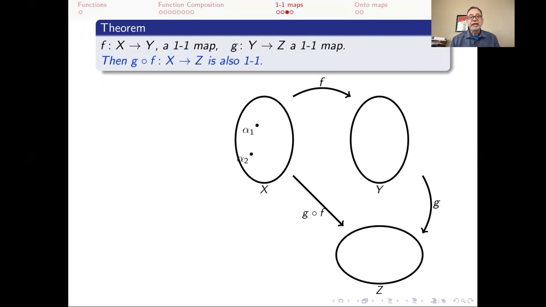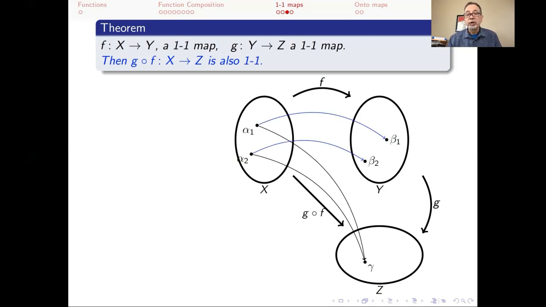We have this picture. If you have 2 points alpha 1 and alpha 2 in X, could they go to the same point gamma? If they did, then G circle F would not be 1 to 1. But the point is that F is 1 to 1. So these guys go to different points in Y, and those two different points have to go to the same place because this is function composition. But if that's the case, then G will not be 1 to 1. And so if F is 1 to 1 and G is 1 to 1, F sends things to different places, G sends them to different places, so must G circle F. That's the basic idea, and that's basically the proof.